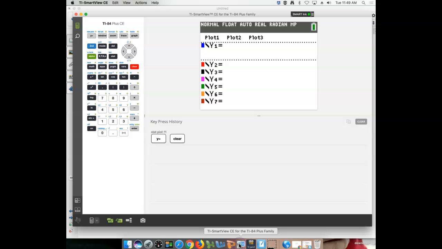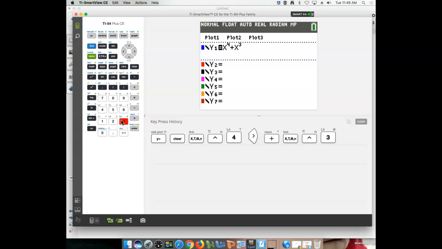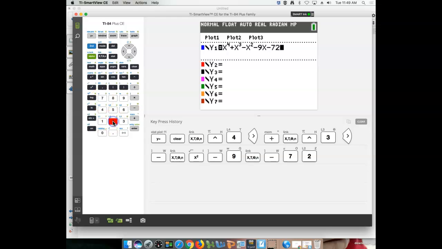If you don't have one, please grab one. What is the first button I hit? Y equals. Okay, we're clicking on the Y equals button. If there's something in there, obviously clear it first. And then we're going to have x to the fourth and x to the third and minus x squared minus 9x and minus 72.